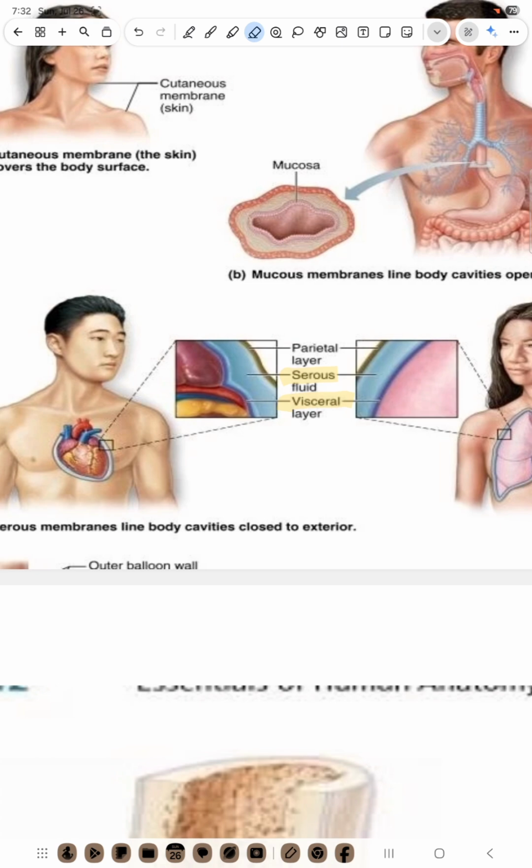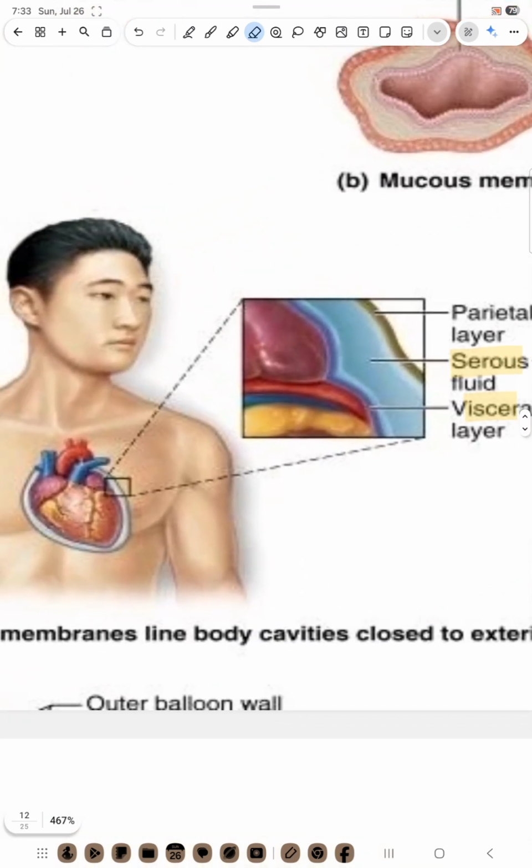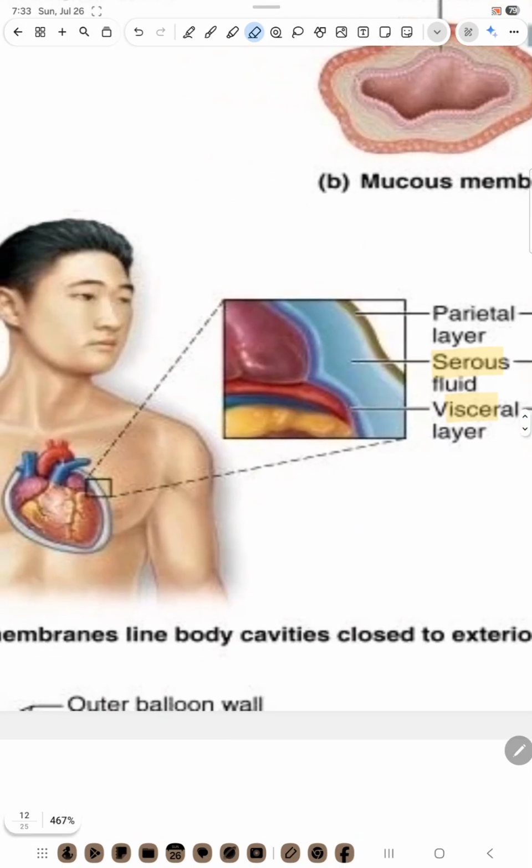As you can see, the layers are separated not by air but by a scanty amount of thin fluid called serous fluid, which is this. We have here the parietal layer, which is the wall of our ventral body cavity. Then this is the serous fluid. Then this is the visceral layer, which covers the outside of the organs. For example, in our heart, the parietal layer is the wall, then next to the wall is the serous fluid, then the visceral layer, which protects our organs.